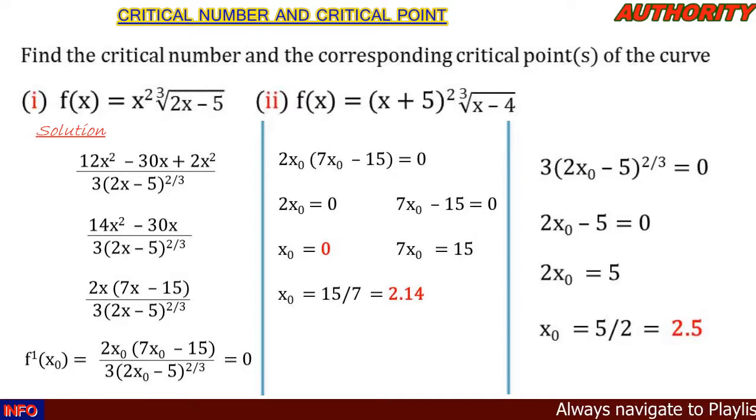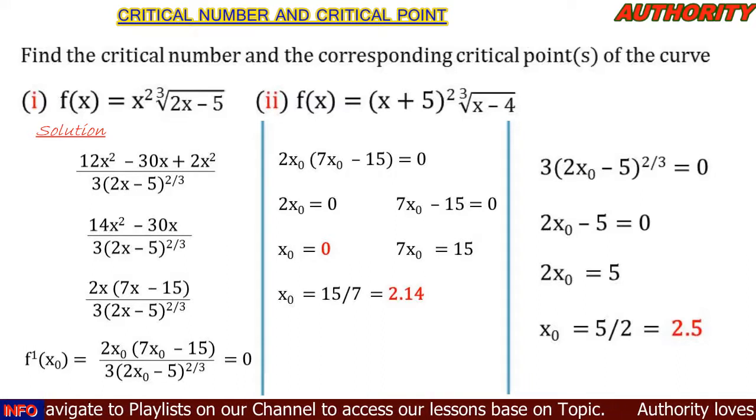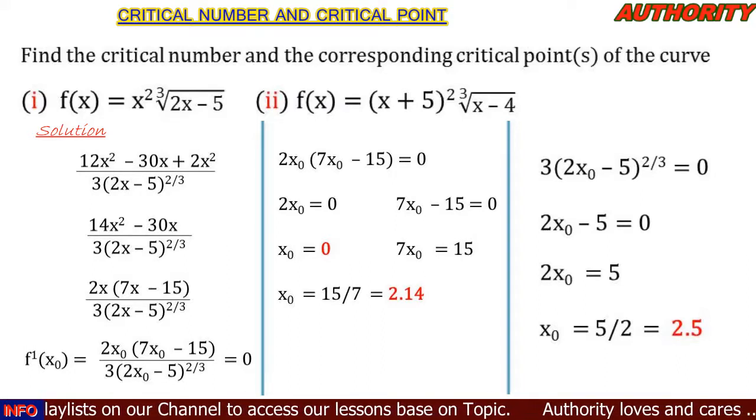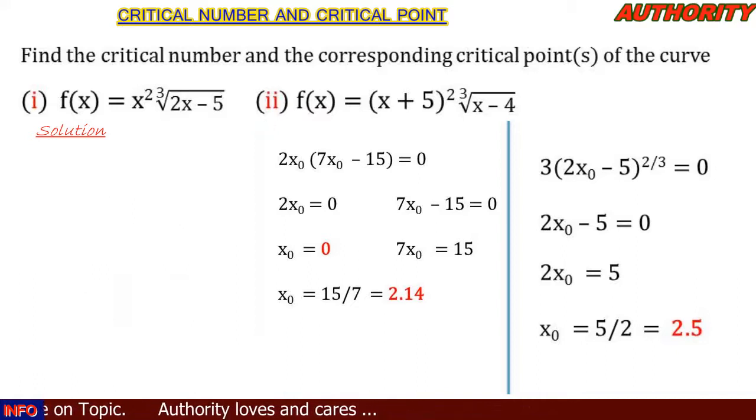All right, finally we solve for the numerator and the denominator. We obtained 3 critical numbers. Number 1, x naught is equal to 0. Number 2, x naught is equal to 2.14. Number 3, x naught is equal to 2.5. Now let's solve for their corresponding critical points. Let's pick these points one after the other to solve for the corresponding critical point.